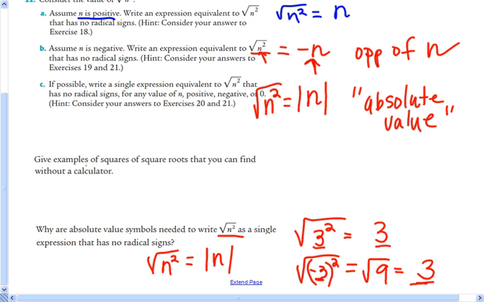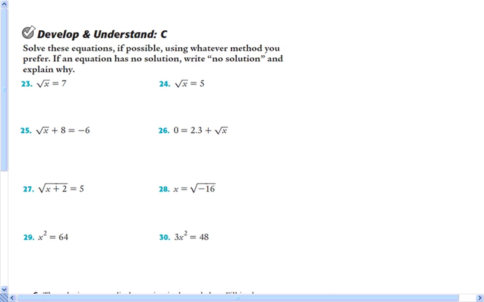All right. Let's do a couple of these now. It says solve these equations if possible using whatever method you prefer. If an equation has no solution, write no solution and explain why. Some of these I think we can just think about the answer. Okay. Let's look at number 23 here, and I'll write it over here.